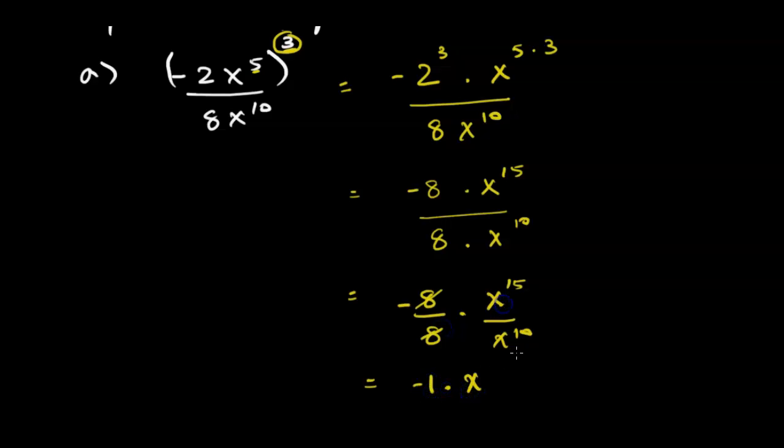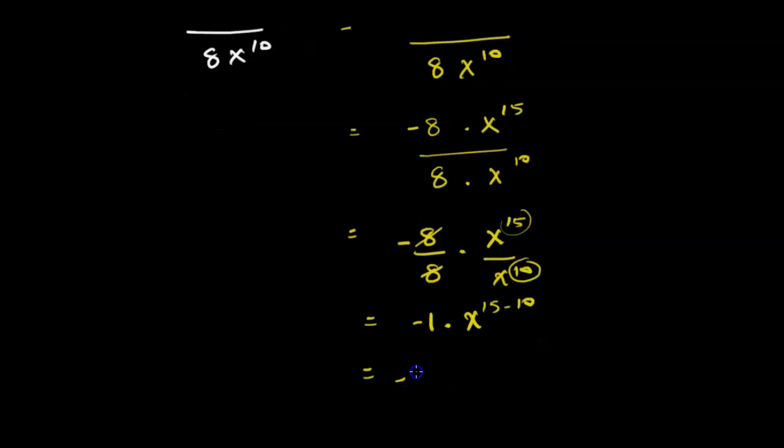X is the same base in both numerator and denominator. Powers are different, so we will subtract the powers because they're getting divided. And the final result that we get is negative 1 x to the power of 5. We make sure that the final exponent is a positive power, and this is a positive power, so we need not change it.